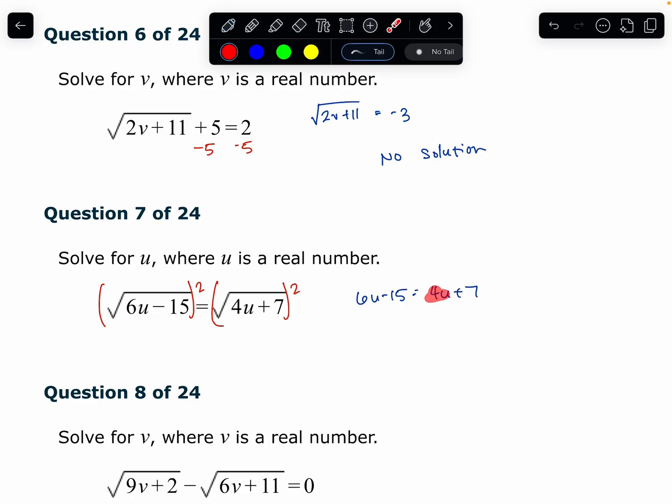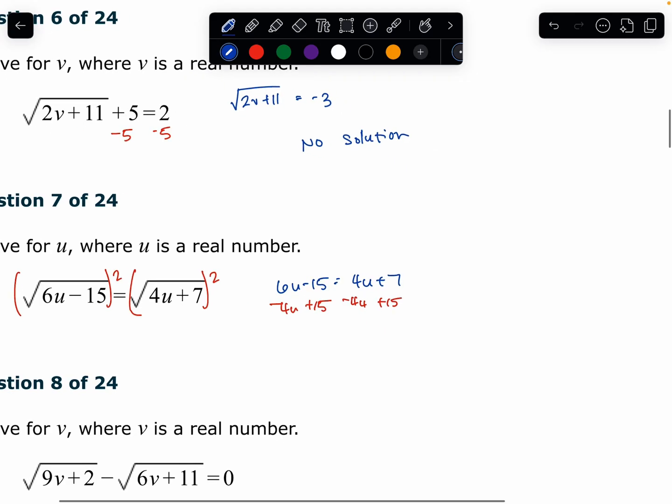So I'm going to subtract 4u from both sides, and then I'm going to add 15 to both sides. So on the left side, we should end up with a total of just 2u. And on the right side, we'll have a total of 15 plus 7, that's going to be 22. Then we'll divide both sides by 2, and we'll get u is equal to 11.